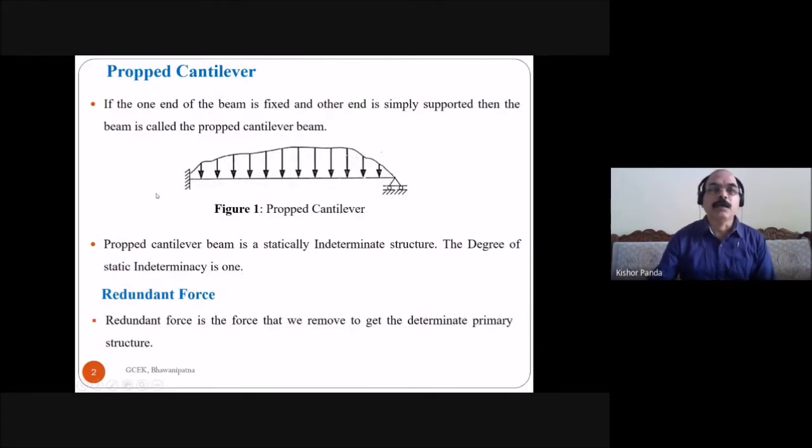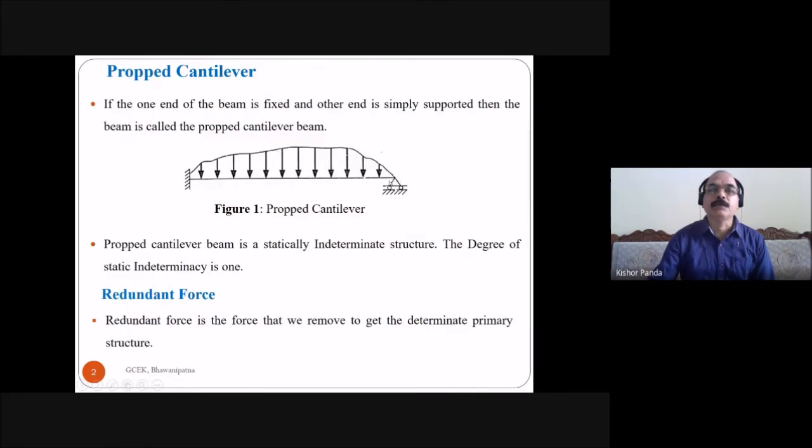Then how will we analyze this propped cantilever using the consistent deformation method? In this analysis, you have to find out the reaction at the support using the consistent deformation method. You have to know what a redundant force is. Redundant force is the force that we remove to get the determinate primary structure. So after removing the redundant force, we will get the determinate or released structure.